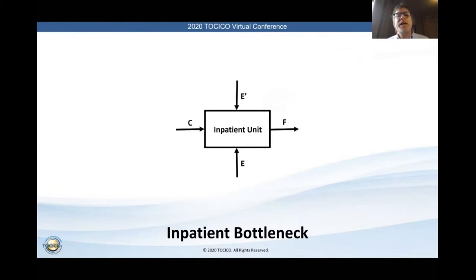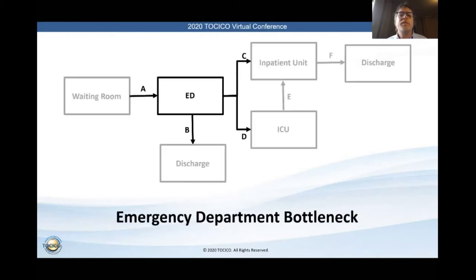There's an additional arrow, E prime, that for simplicity's sake, I didn't include in the previous maps. It designates other transfers into an inpatient unit, such as from the post-operative recovery unit, or as a direct admission from the community, or as a transfer from another hospital.